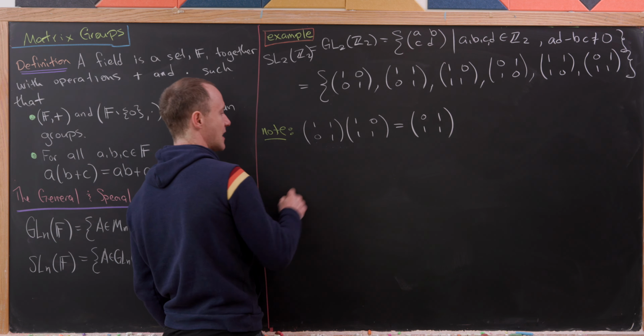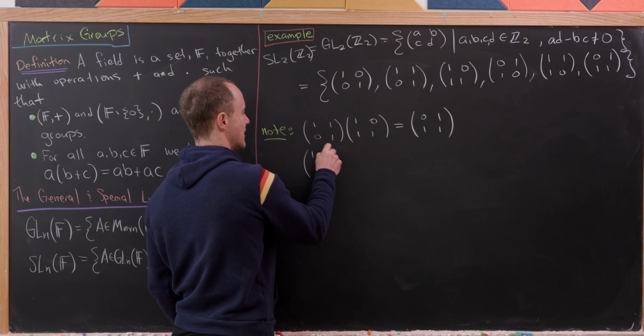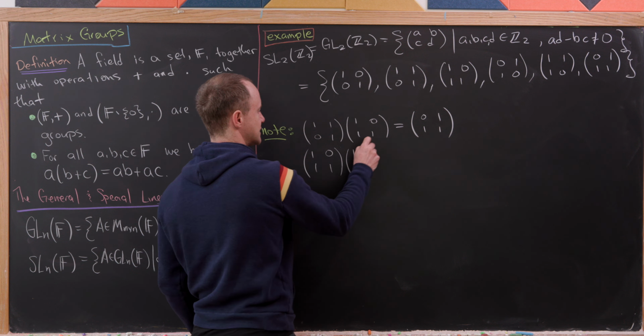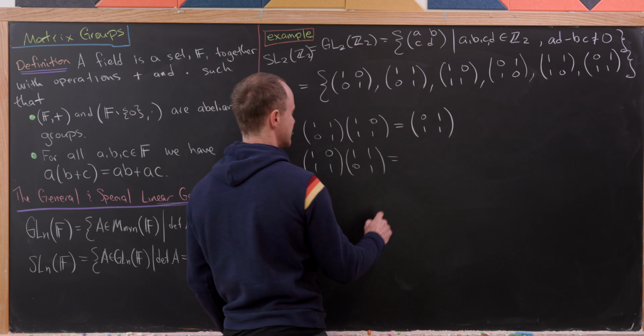But now let's compare that to the product in the other order. So let's see, we've got 1, 0, 1, 1 multiplied into 1, 1, 0, 1. So what will we get in this case?